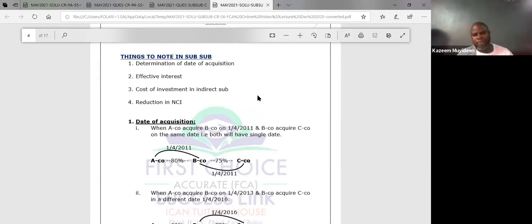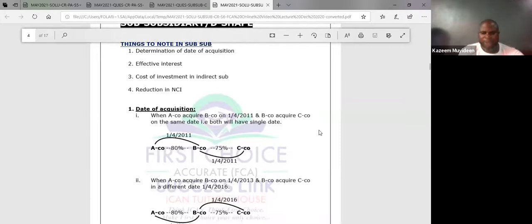From 2016, May, it has been tested 10 times. So many times. Therefore, it is our opinion that it should be treated before the piecemeal acquisition.